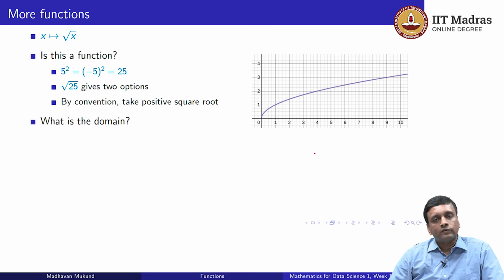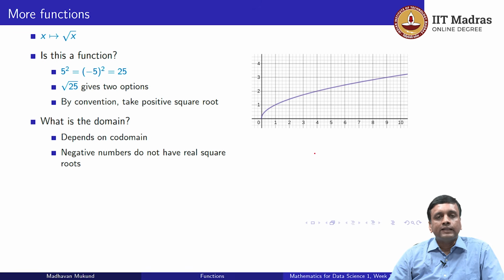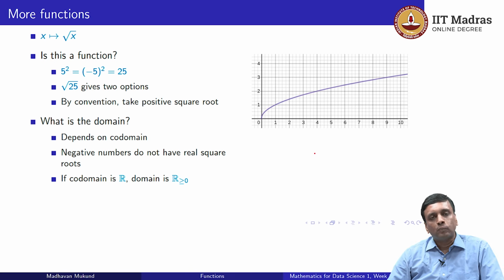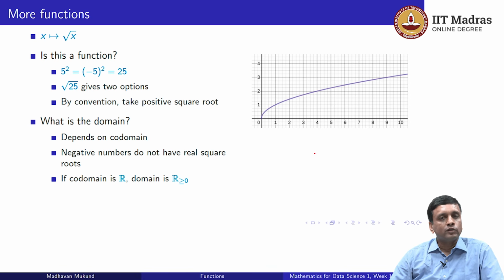Now what is the domain of this function? Well, it depends on what we allow the codomain to be. We have seen that negative numbers cannot have real square roots. No real number can multiply itself to produce a negative number because of the law of signs for multiplication. So if we insist that the output should be a real number, then the domain of this function can only be defined when the input is not negative.